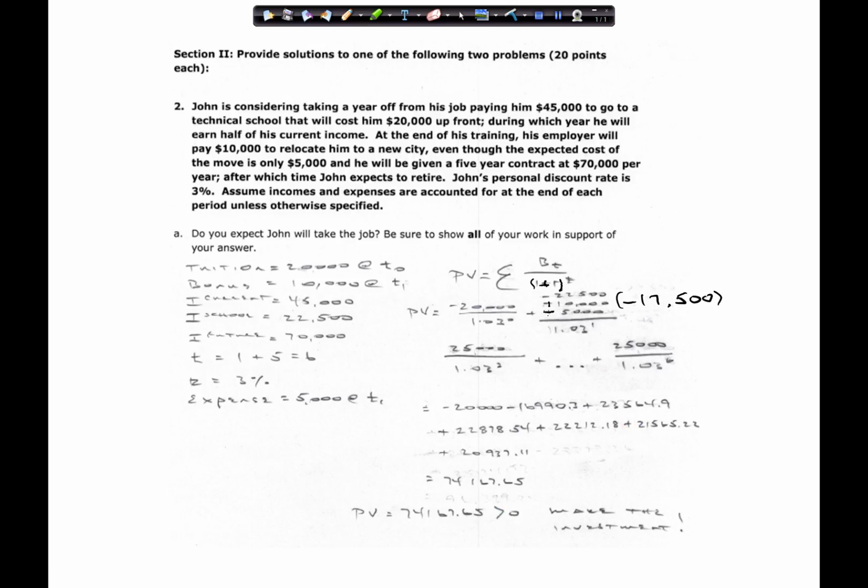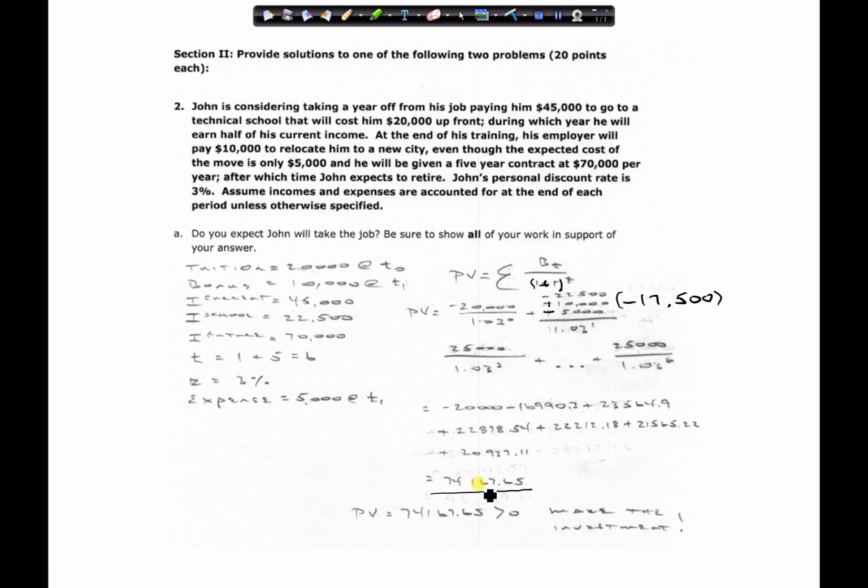A $25,000 today is $25,000. Tomorrow it's a little bit less. 5 years from now, it's yet less still. 10 years from now, it's yet less still, because time discounts it for this discount rate, which you might think of as kind of an inflation issue, perhaps. Well, the sum of this, then, is $74,167.65. This is our present value.